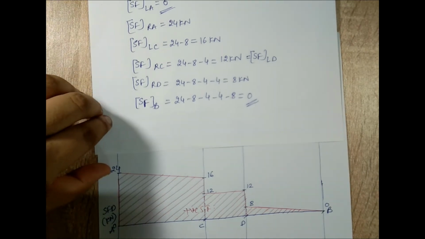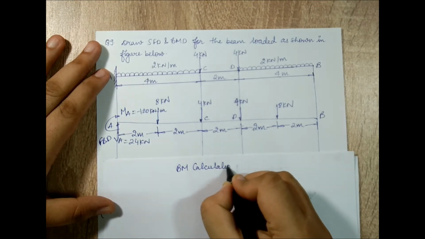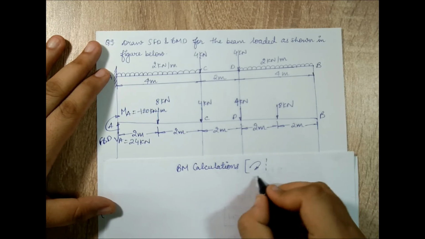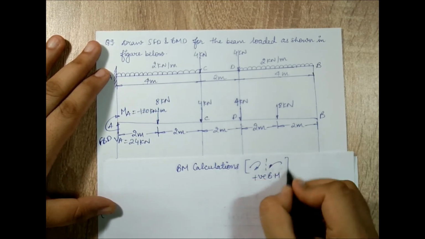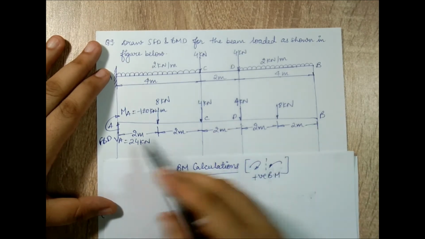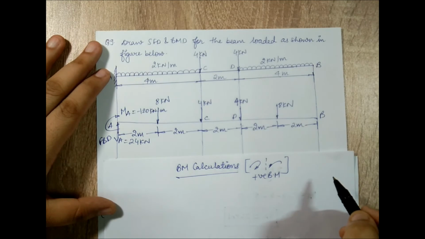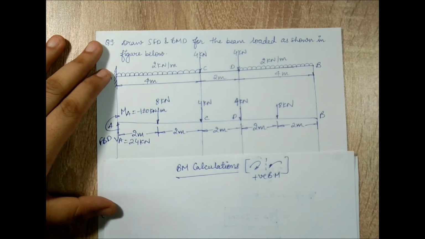Next I'll calculate the bending moment values. To the left of section, any moment going clockwise is positive bending moment. And when I go on the beam from right to left, if I see the right of section, any moment going anti-clockwise will be positive bending moment. I am using this part of the sign convention.